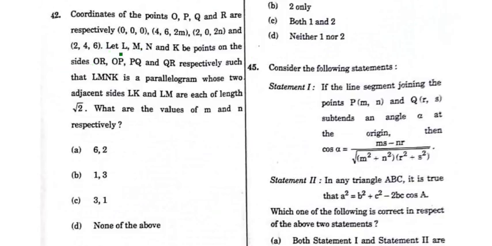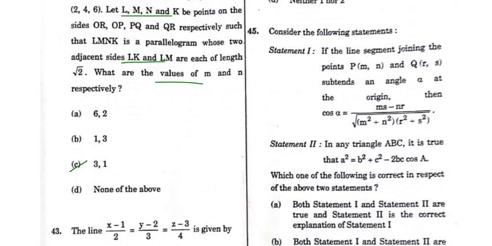given, and let L, M, N and K be points on the sides respectively such that L, M and K is parallelogram whose two adjacent sides LK and LM are each of the length under root 2. What are the values of M and N respectively? So you got to solve this question and you will get the right answer C. So 3 and 1 is the right answer. So 42, 3, 1.